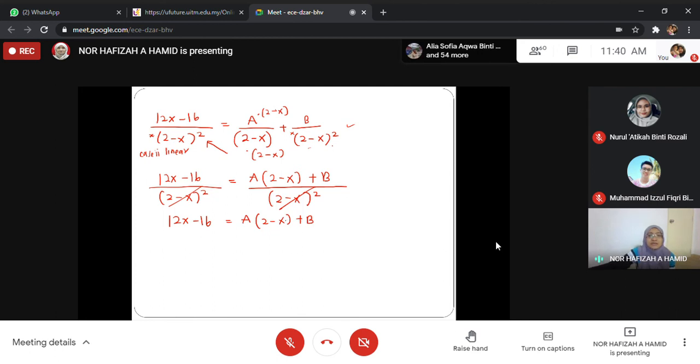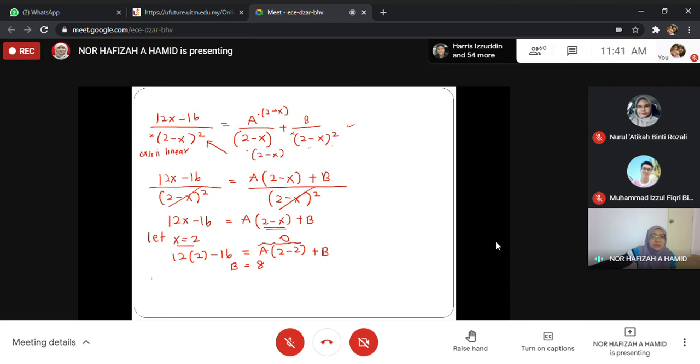You can solve this using comparing coefficients or by substituting suitable values of x. For example, I solve using substituted values. So I let x equal to 2, which comes from this factor. When x equals 2, substitute all x with 2. So you have 24 minus 16 equals A(2 minus 2) plus B. Automatically this term becomes 0, so you can solve for B. So B is equal to 8.